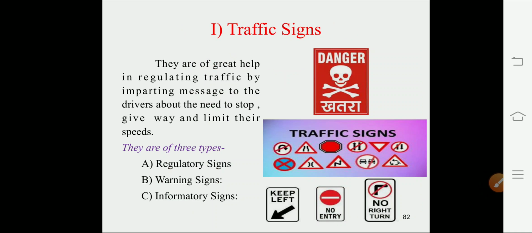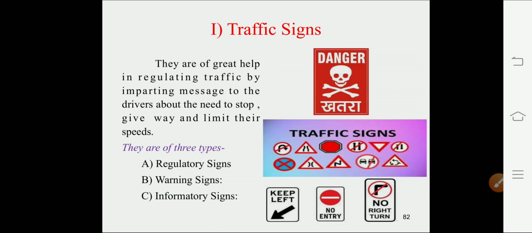Road signs are provided to warn, direct and guide the road users. They are in the form of symbols or descriptions. They are mounted on fixed or portable support and are placed on the sides of the roads. They are of great help in regulating the traffic by imparting messages to the driver about the need to stop, give way, and limit their speed. There are different types of road signs: regulatory signs, warning signs, and informatory signs.